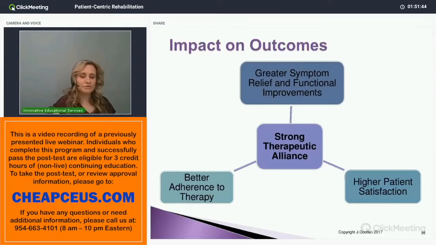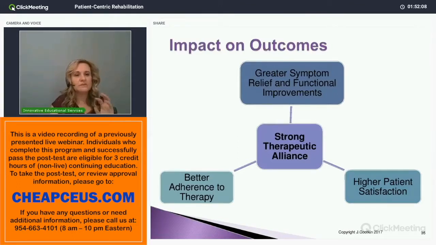When they've done multiple different studies looking at this, they found that strong therapeutic alliance, that patient feeling like we care about them, that they're a part of things, that there actually is better adherence to therapy, higher patient satisfaction ratings, and then actually decreased symptoms and improvements in function. And multiple different studies have looked at this.